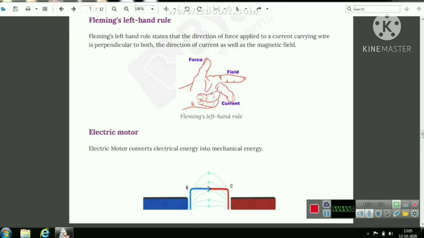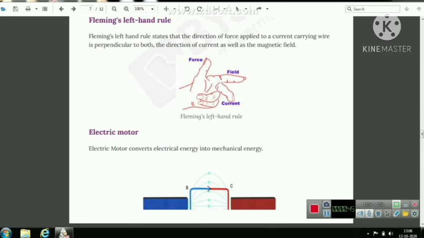We have learned that an electric current flowing through a conductor produces a magnetic field, and according to this I have explained Fleming's left hand thumb rule. We consider the direction of the current and that of the magnetic field perpendicular to each other and found that force is perpendicular to both of them. The three directions are shown here: one is the direction of the force, another the direction of the magnetic field, and the third the direction of electric current.